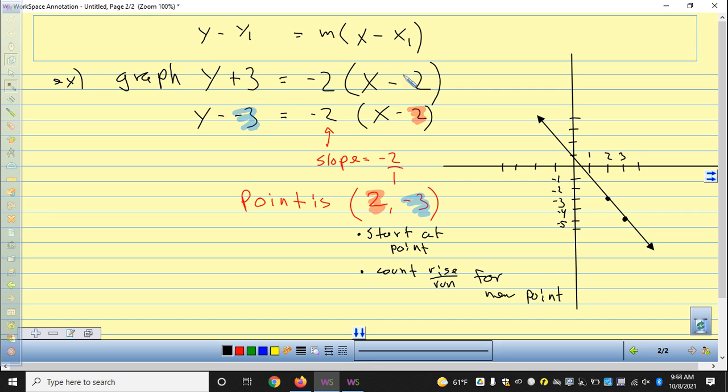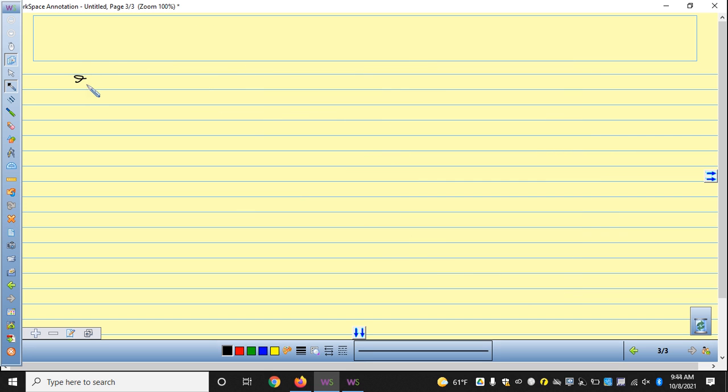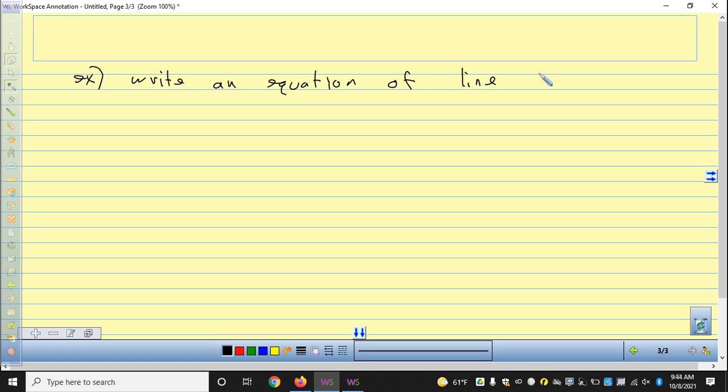All right, let's look at another example. This example is like the problems we did on the bottom of the worksheet yesterday, but we're going to use point-slope form today. So we want to write an equation of the line through (-2, 1) and (4, 4). So we know we need to find the slope.